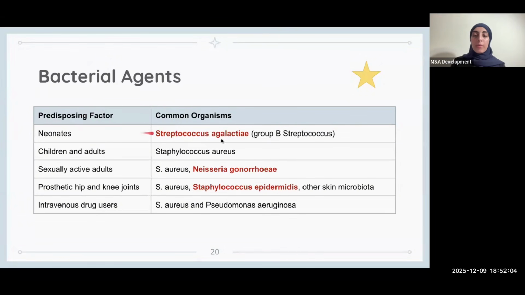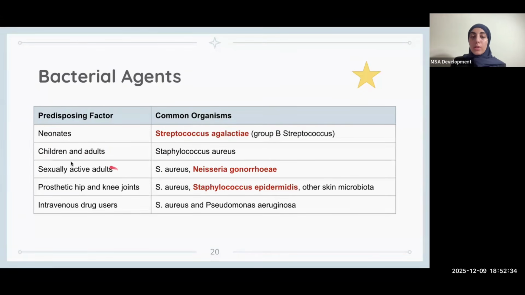Also, if you remember from your POD, you know that group B strep causes neonatal sepsis. So if it causes sepsis in a newborn, we said that the most common way of getting septic arthritis is having bacteremia, which is bacteria in the blood. So neonatal sepsis due to GBS puts this baby at risk of getting septic arthritis. Okay. And we said that Staph aureus is the most common in children and adults in general.